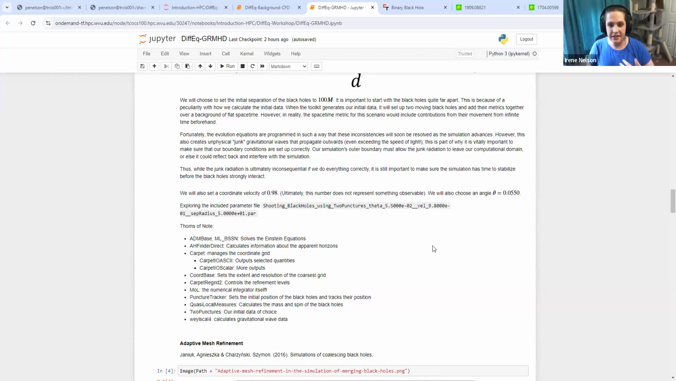But it is still important to make sure that the simulation does have that time to stabilize, which is why we're setting those black holes so far apart.